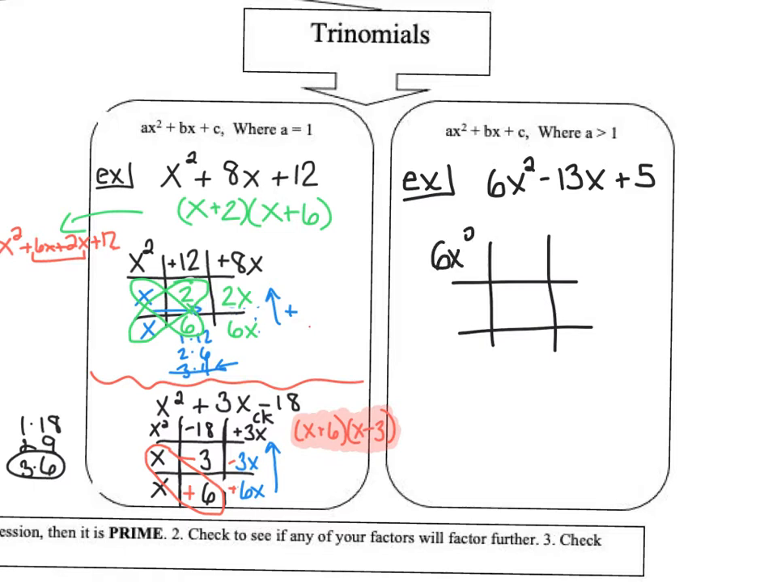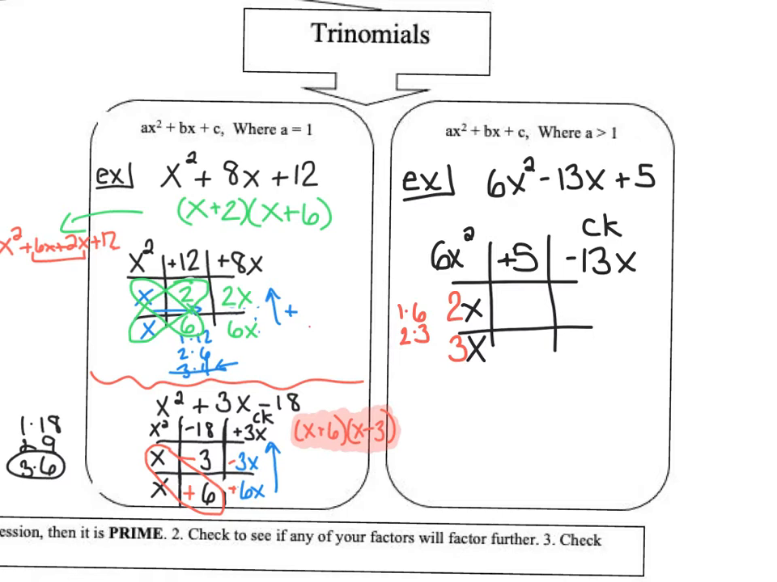First term, last term, which is positive 5, and my checking term is still 13x. Now, previously I just said x times x would be x squared, but now I've got this coefficient of 6. So we've got to list our factors of 6. It could be 1 and 6 and 2 times 3. Again, I always start with my two closest to each other. So I'm going to try 2x times 3x gives me 6x squared, and hopefully this combination is going to work. It's really just some trial and error.